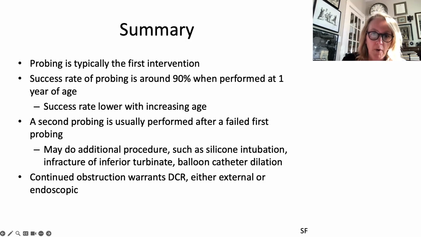Probing is a typical first intervention for congenital nasolacrimal obstruction. The success rate of probing is around 90% when performed at 1 year of age, and it gets lower as the child ages. A second probing is usually performed after a first probing, and you want to consider additional procedures if you're doing a second probing, such as intubation, infracture of the inferior turbinate, or balloon catheter dilation. Continued obstruction warrants consideration of a DCR, either external or endoscopic. Next.